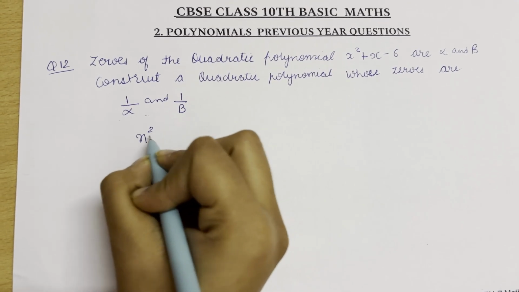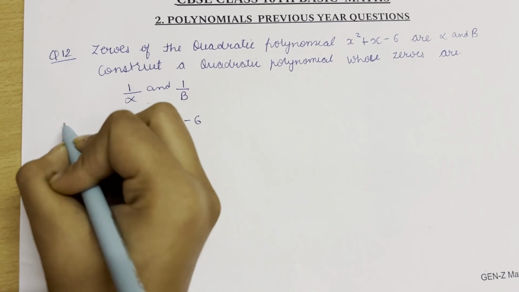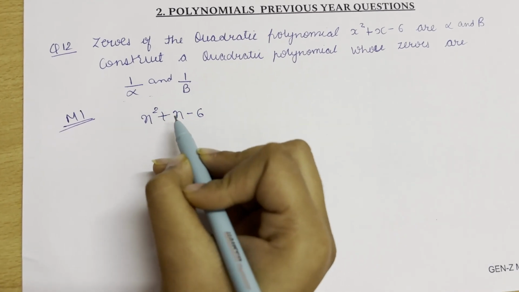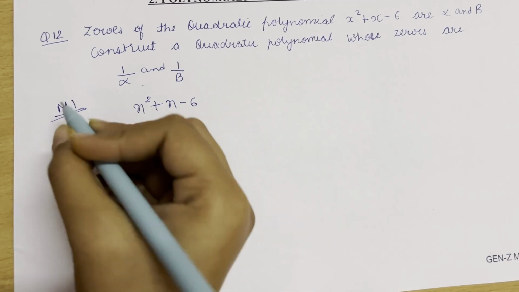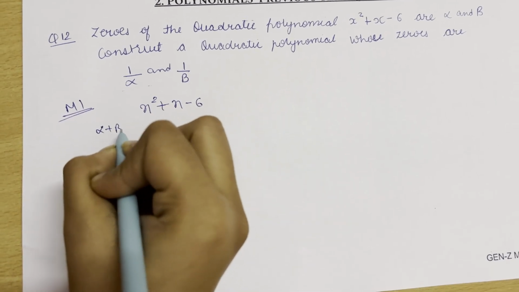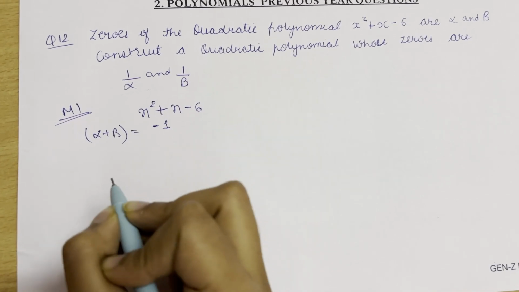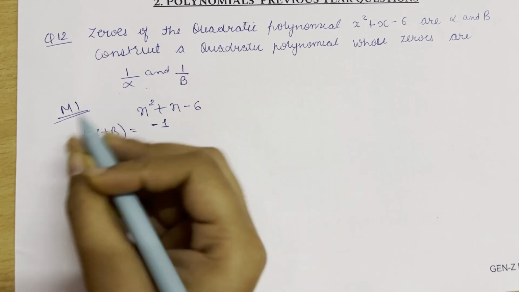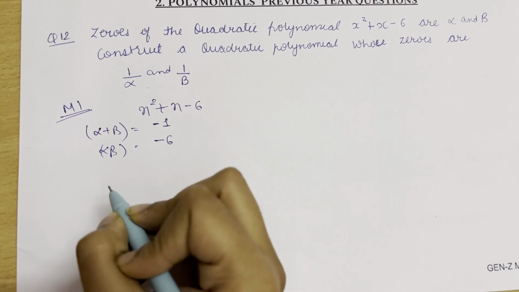First of all, we'll write this quadratic polynomial. I'll tell you both the methods. Let's say this is method number 1. In this method, we'll find the value of alpha plus beta, where alpha and beta are the zeros of this polynomial. So alpha plus beta will be minus 1. As alpha plus beta is equal to minus b by a, and alpha beta, that is c by a, will be equal to minus 6.